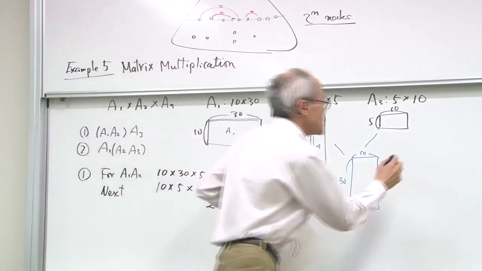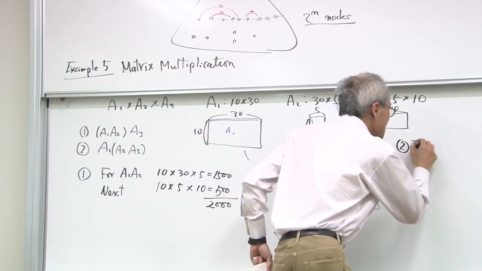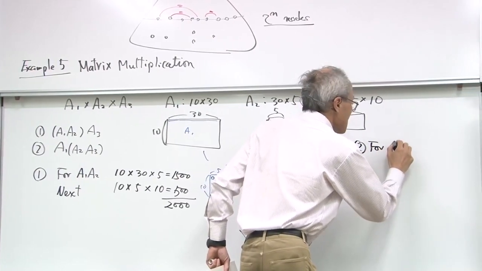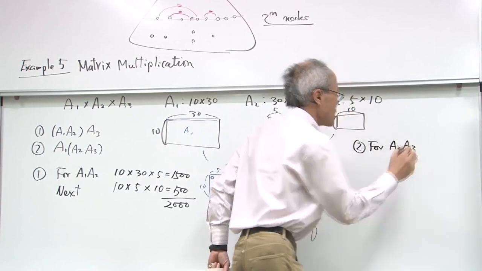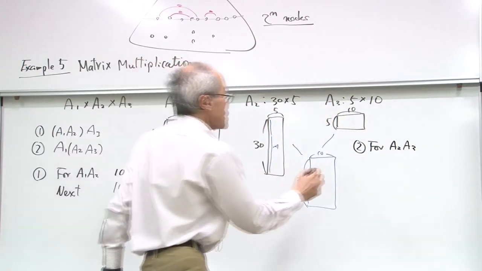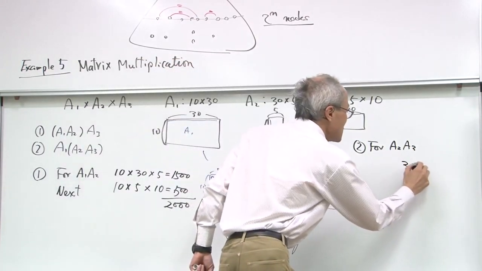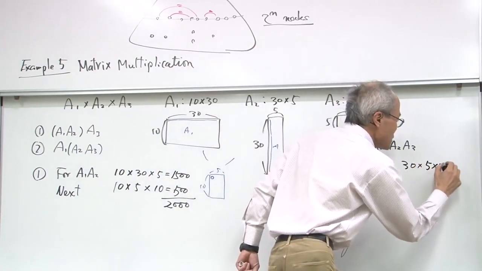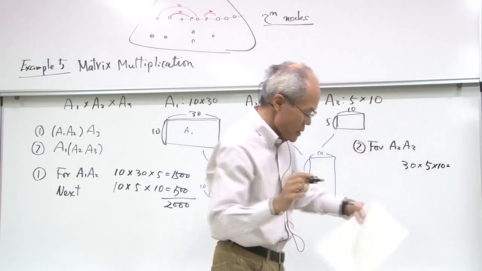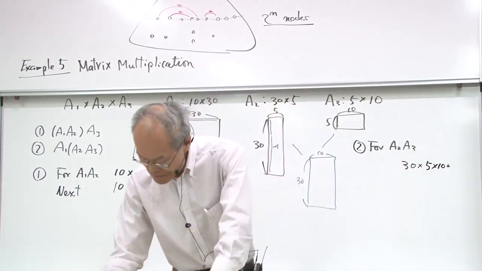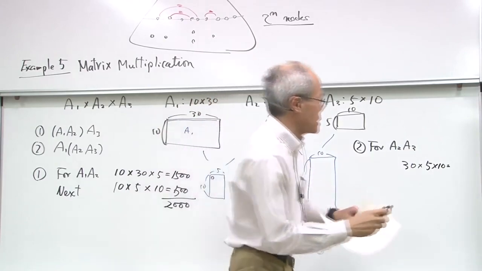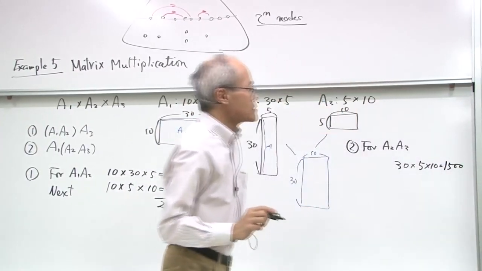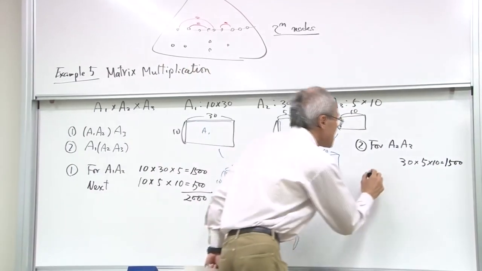So, number 2 approach for A2, A3 multiplication, we need 30 times 5 times 10, which is equal to what? 1500.